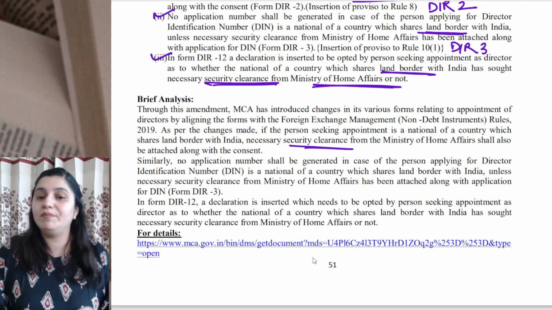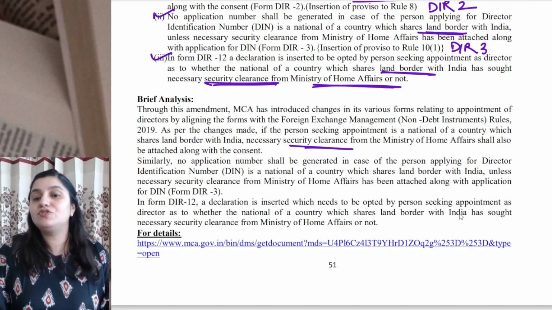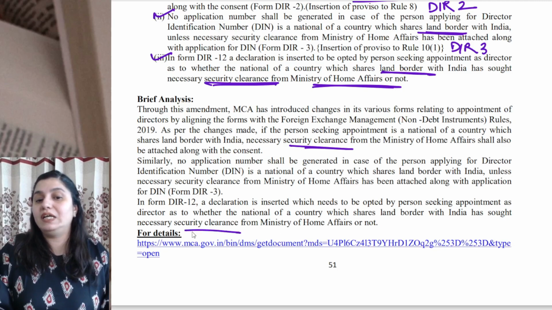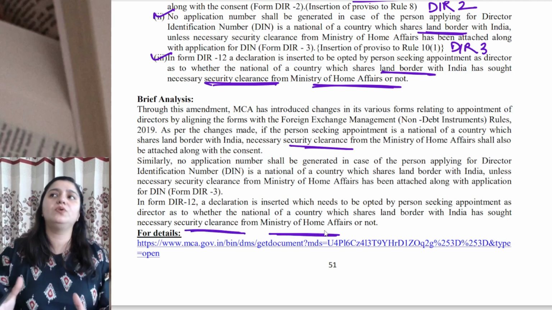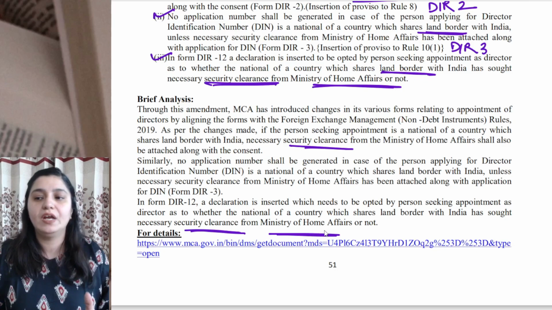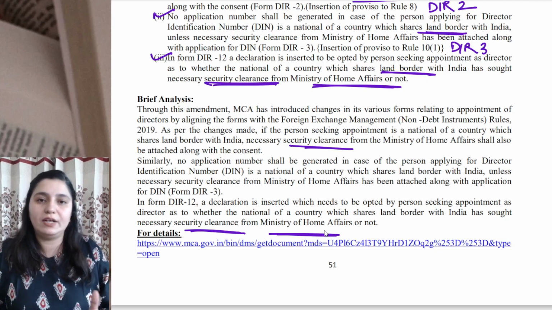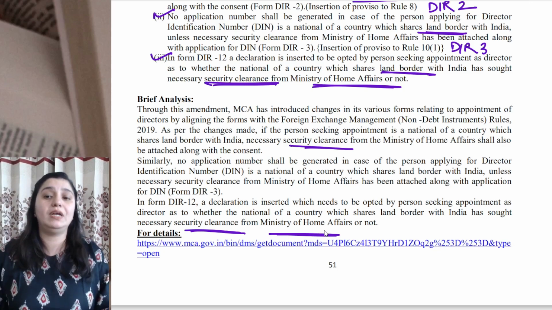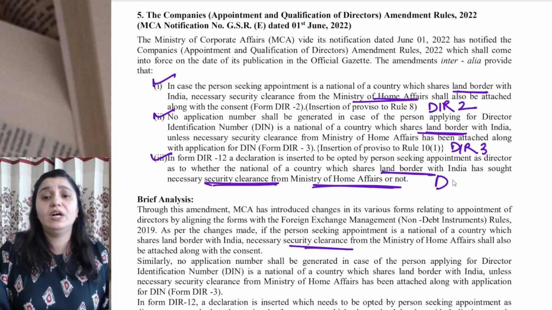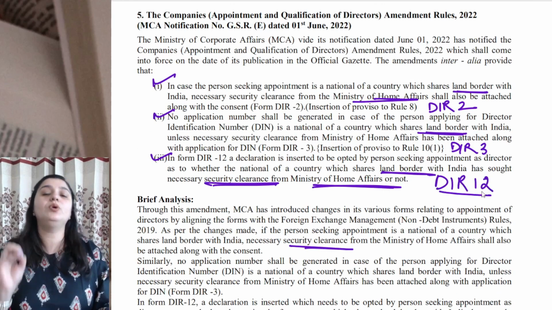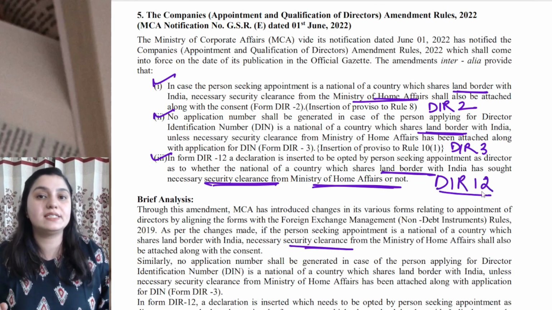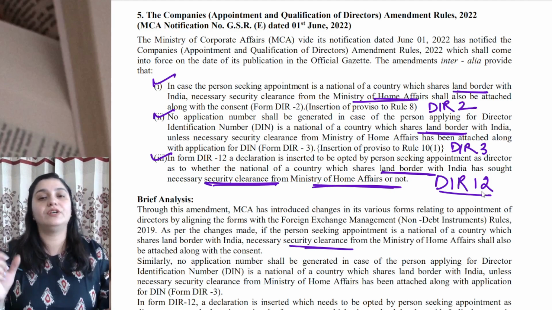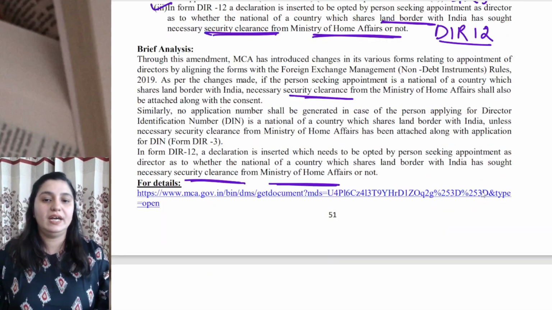ऐसे ही DIR12 में आपको इंसर्ट करना पड़ेगा which needs to be opted by person seeking appointment as a director कि उन्होंने सिक्योरिटी क्लियरेंस सीक किया है या नहीं. It is good because it provides a lot of, I would say, safety and security from any kind of wrongdoings. तो उसी के लिए ये सारी चीजें इंसर्ट की गई हैं. तो मेनली DIR2, DIR3 और DIR12 तीनों में ही आपको चाहिए एक नेसेसरी सिक्योरिटी क्लियरेंस from the Ministry of Home Affairs उन पर्संस के लिए जो नेशनल्स हैं of a country who share the land border with India, right?